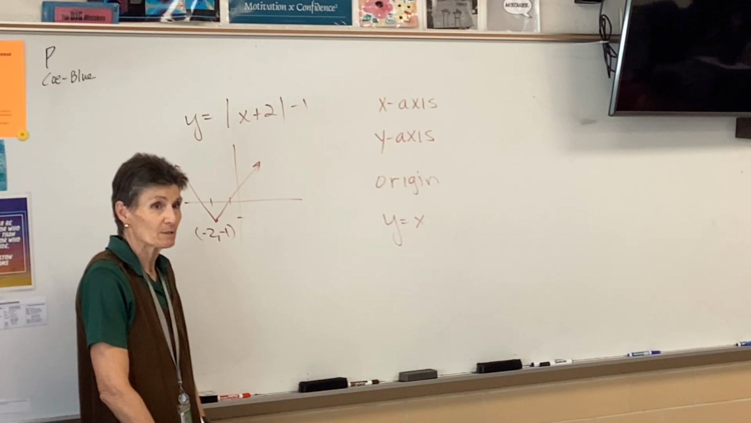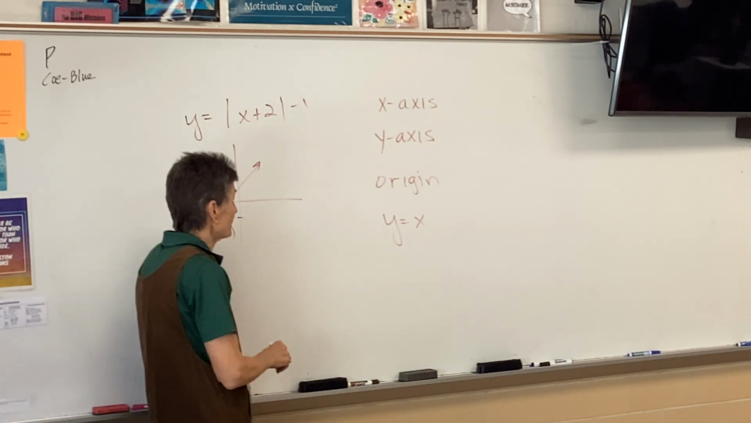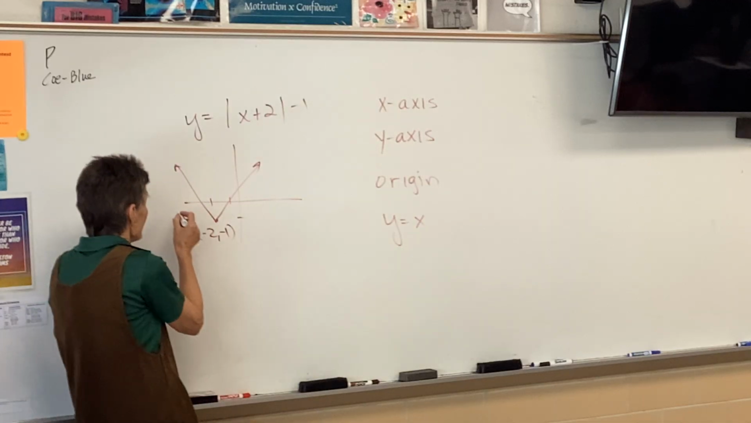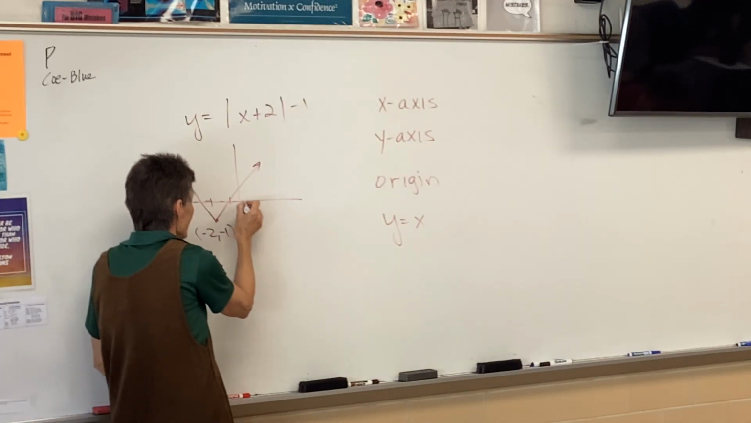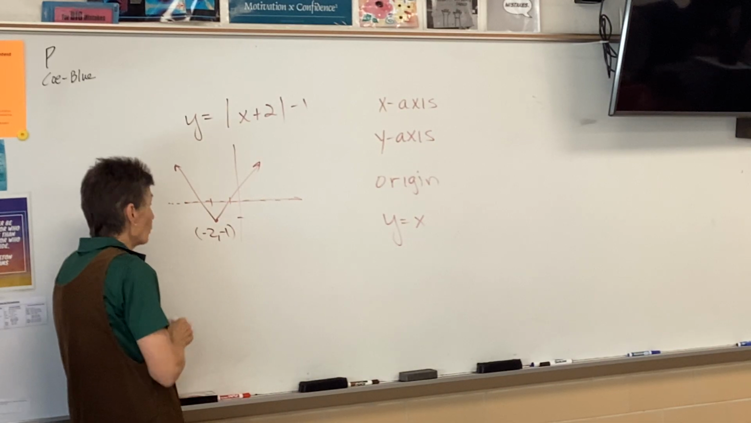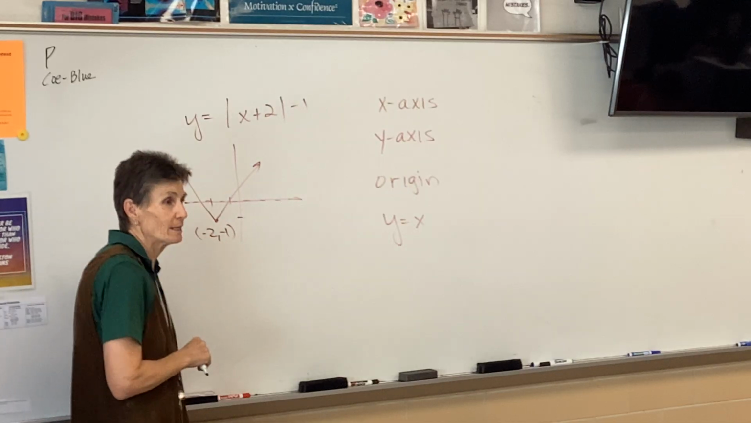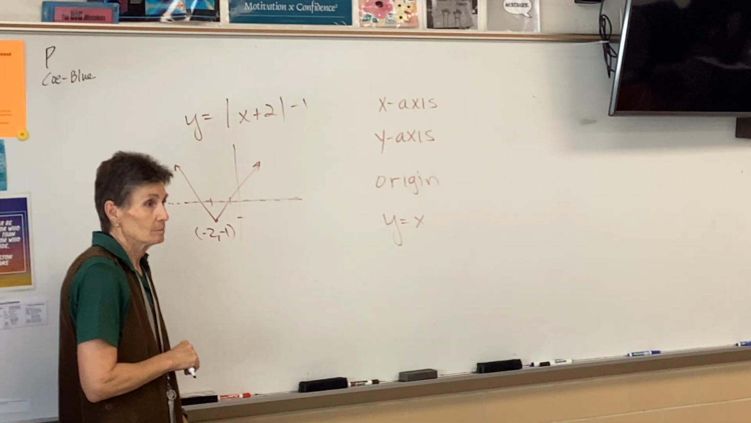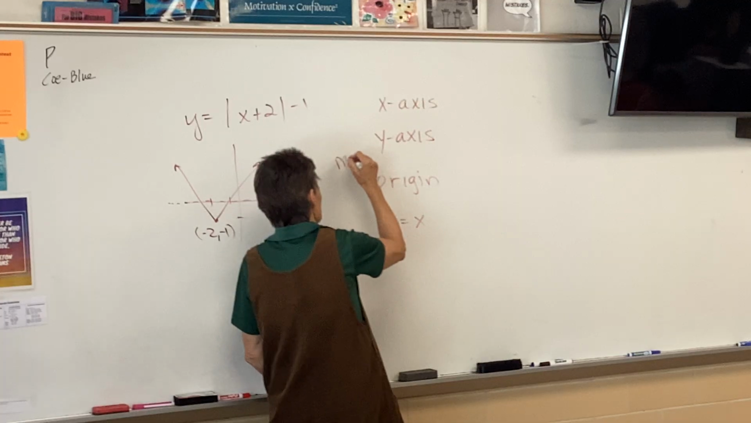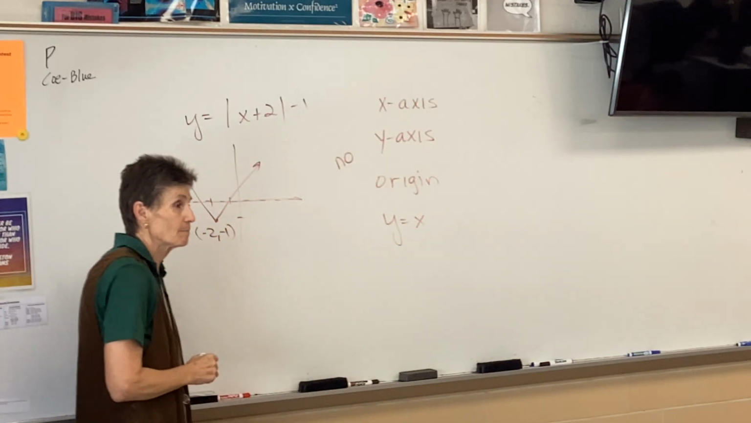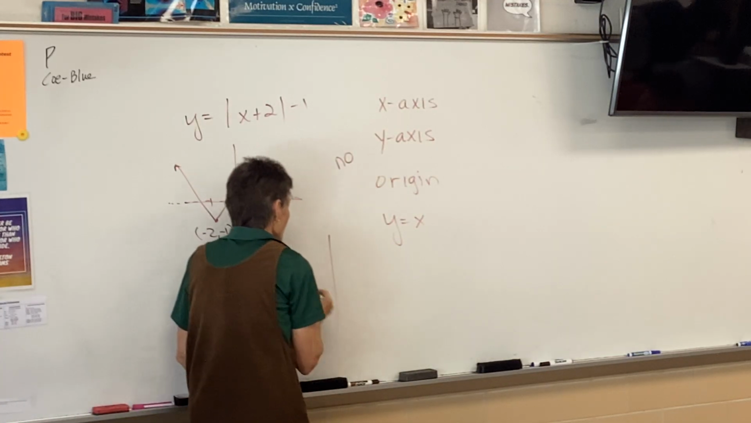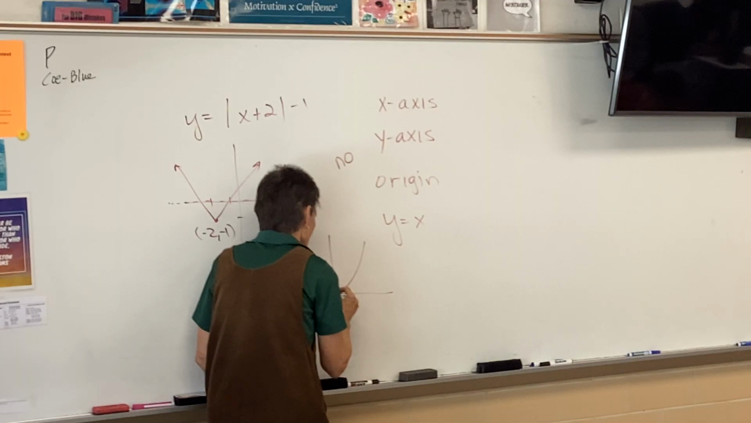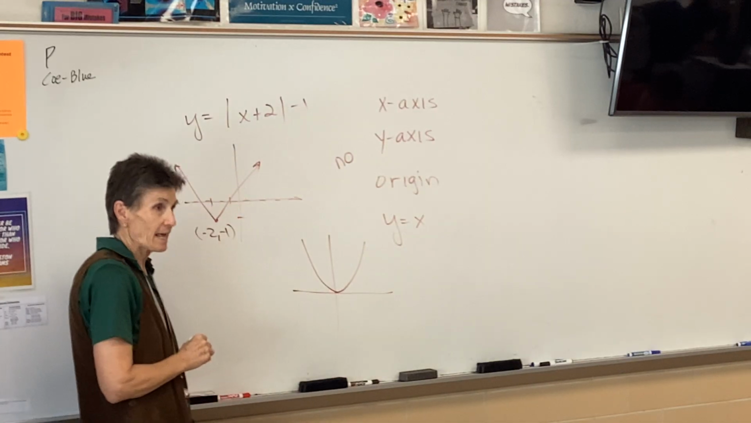Now remember, what does symmetry mean? Symmetry means, let's say we do x-axis. If I folded my paper right here, would that curve double back over on itself? No. This guy has no symmetries. Doesn't have any. If you had a parabola that looked like this, does that have symmetry?